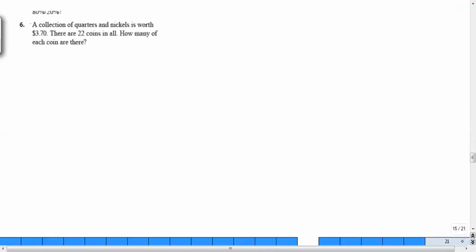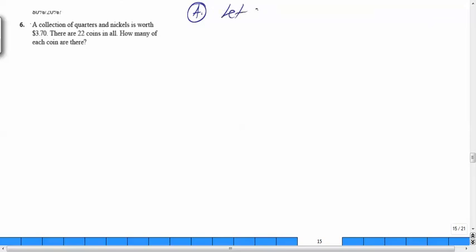One more problem. A collection of quarters and nickels is worth $3.70. There are 22 coins in all. How many of each coin are there? Part A. Okay.